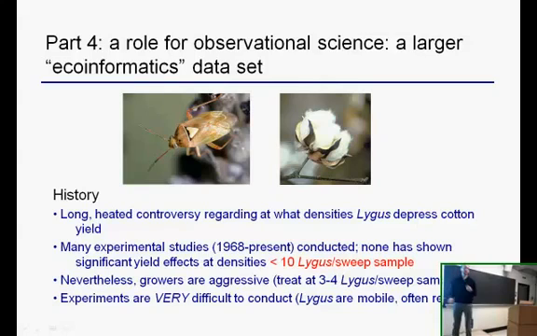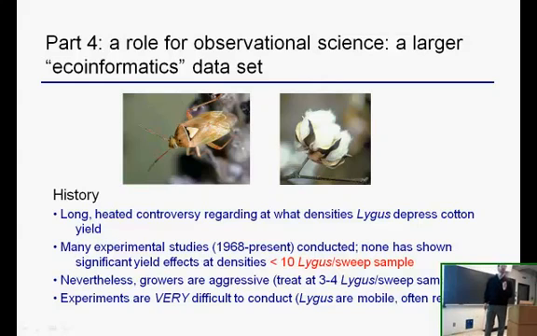So there's been a long, hot controversy regarding the relationship between ligas densities and cotton yield. And most of this happened before I was out of school. There's a long history of experimental studies, stretching back close to 50 years at this point. The important bottom line from these experimental studies, there's probably been at least 10 of them, is that none of these studies has shown any yield effects for ligas at densities less than 10 per standard sweep sample, which is what most people would consider to be a pretty high density.